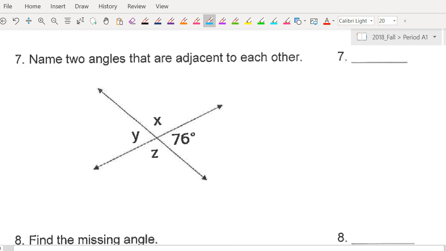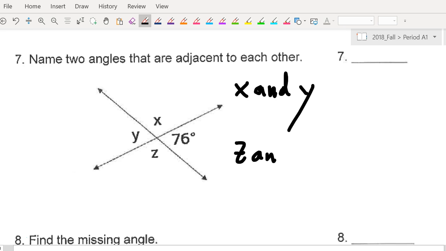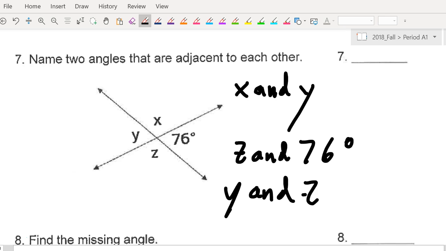Alright, name two angles that are adjacent to each other. There's four different answers. X and Z are not adjacent to each other. X and Y are adjacent, next to each other. What else? Z and 76. Z and 76, that's right. What else? Z and Y. Y and Z. X and 76. X and 76, right. So any one of those four answers would have worked.